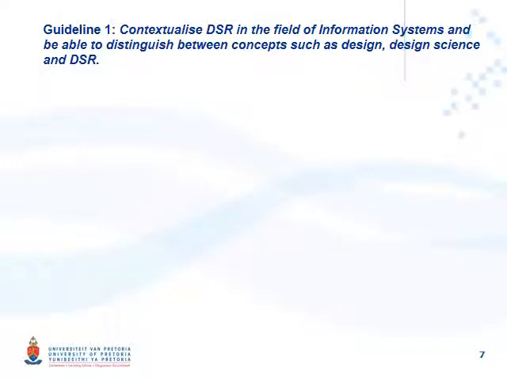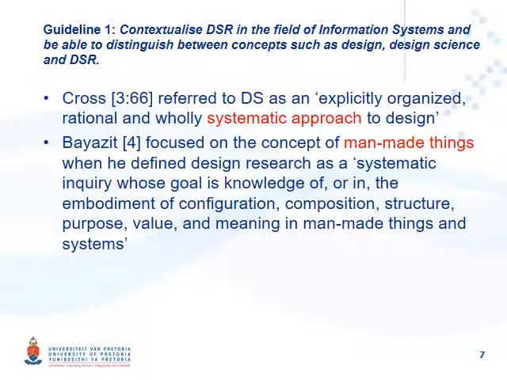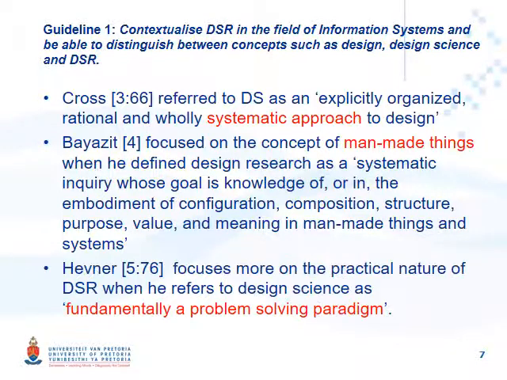So in this slide, we focus on different views of design science research, or ways that people describe design science. The first one is Cross, who talks about the systematic approach, so the procedure that you need to follow. Then Bayazit focuses on the fact that the artifact that we are creating is something that is a man-made thing. It's not a natural resource. Hevner himself focused more on the practical nature of design science research, where he talks about design science as fundamentally a problem-solving paradigm. He also talks about the solution to wicked problems.